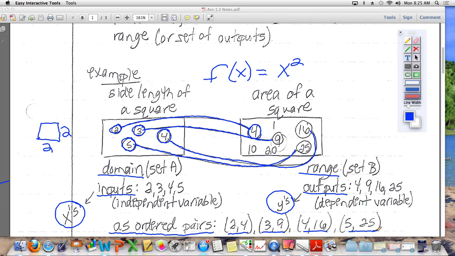Notice we have some numbers in our outputs, a 1, a 10, and a 20. Those are outputs, but they aren't matched to anything in our inputs, and that's okay. We wouldn't list them as ordered pairs though.